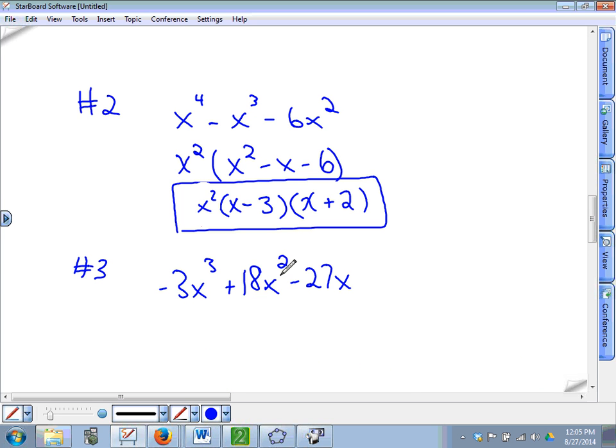We can't factor out an x squared from everything because this one doesn't have an x squared. It only has an x. We're going to factor out a -3x.